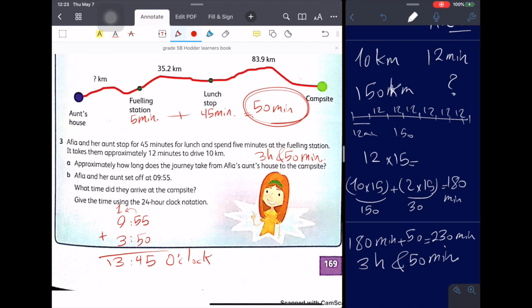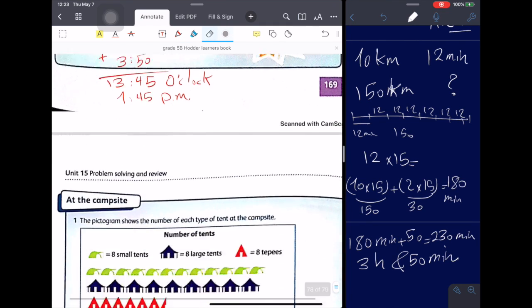Give the time using the 24-hour clock notation. Okay, so this actually is the 24-hour clock time. If we want to write it in 12-hour clock time, it's going to be 1:45 p.m. Going to the other page.